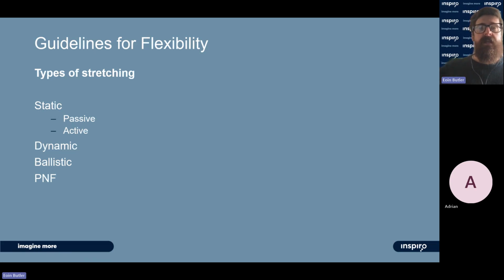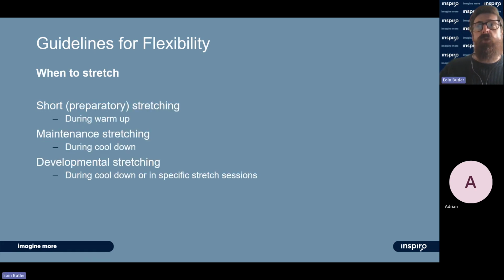So this is, again, an advanced form of stretching, but it's assisted stretching. So the personal trainer or fitness instructor would complete this type of stretching for the client. And again, if you come on to level 3, that's where we would do PNF stretching. So when to stretch: short prep stretches during the warm-up, maintenance stretching during the cool down, and developmental stretching during the cool down or in specific stretch sessions.